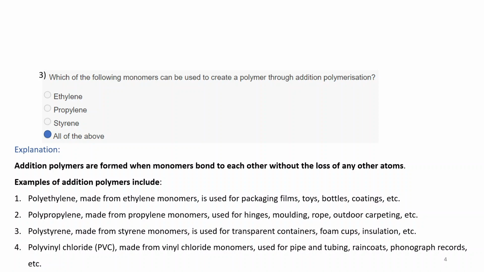Some of the examples are polyethylene, which is made from ethylene monomers and used for packaging films, toys, bottles, coatings, etc. Polypropylene is made from propylene monomers and used for hinges, molding, rope, outdoor carpeting, etc. Polystyrene is made from styrene monomer and used for transparent containers, foam cups, insulation, etc. PVC, polyvinyl chloride, is made from vinyl chloride monomers and used for pipe, tubing, raincoats and other purposes.